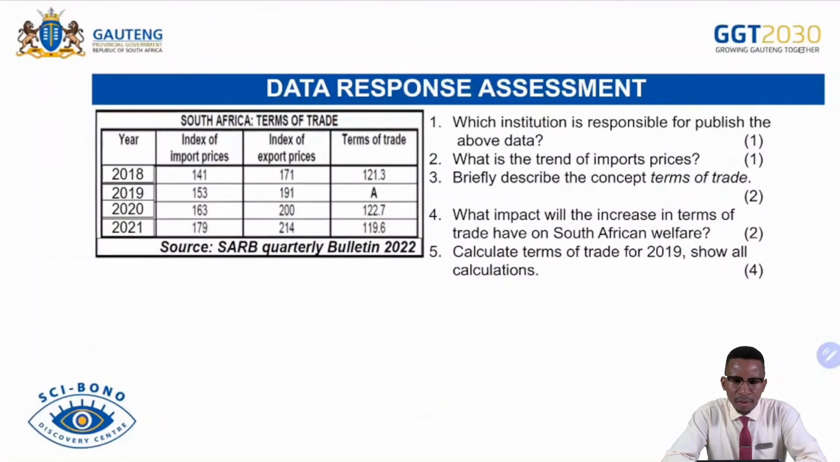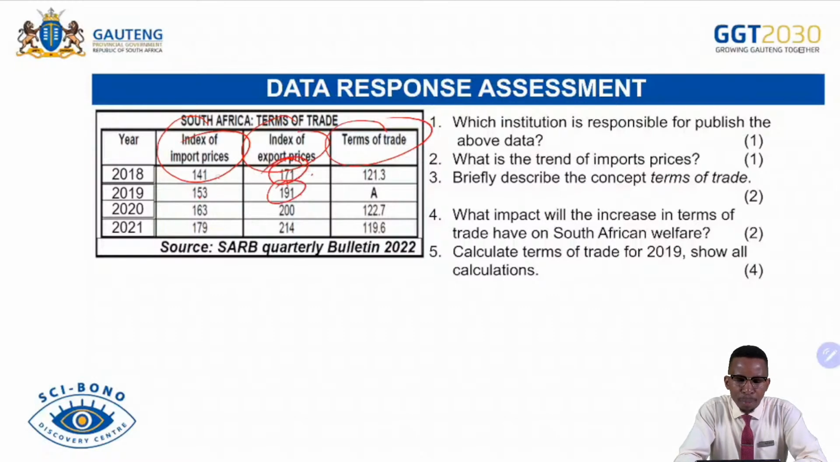And then here we have terms of trade from 2018, 2019, 2020, 2021. So we have the index of export prices, index of imports, and terms of trade. So we have 141 to 171, which indicates a lower terms of trade for the country, and then we have 153 to 191 import price. Export prices remain high. So they are this side.